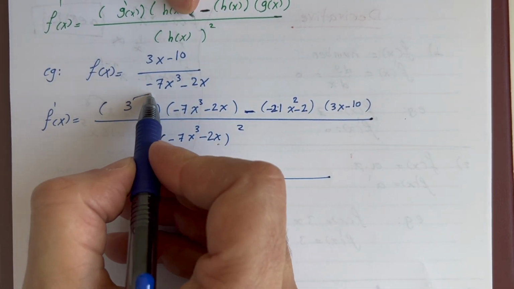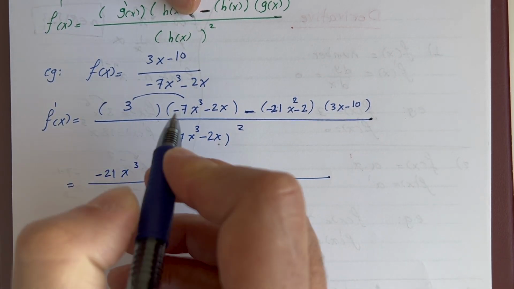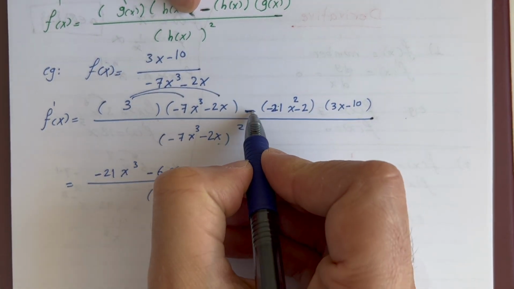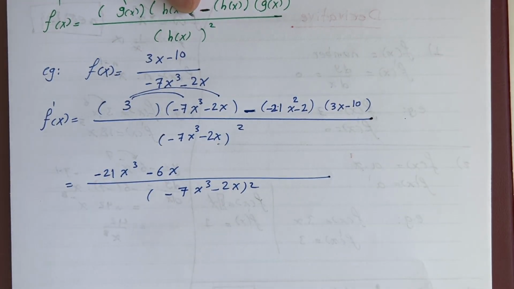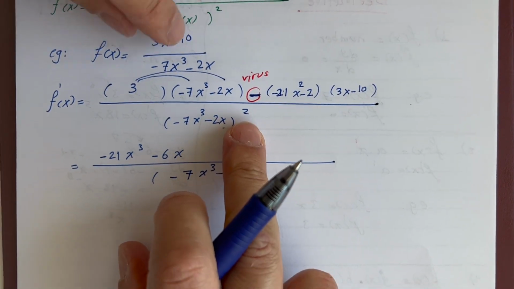So 3 times negative 7x to the power 3, so negative 21x cubed. 3 times negative 2x, negative 6x. Now remember, this minus, I always told my students that I call it virus. Be very careful, because it changes many things.